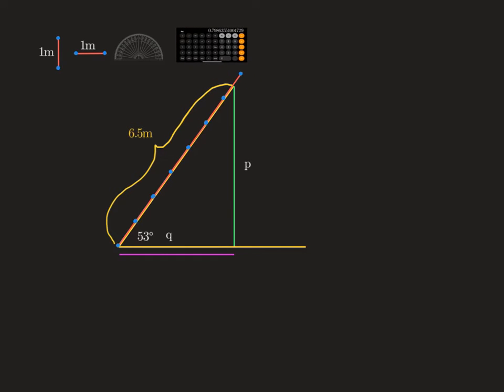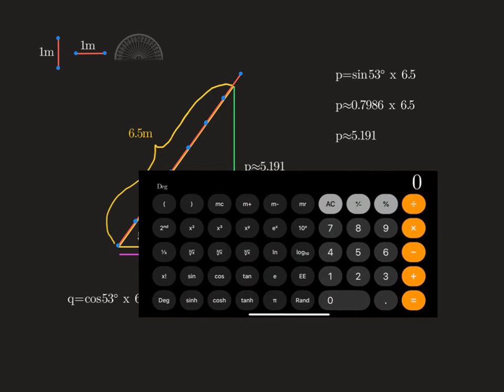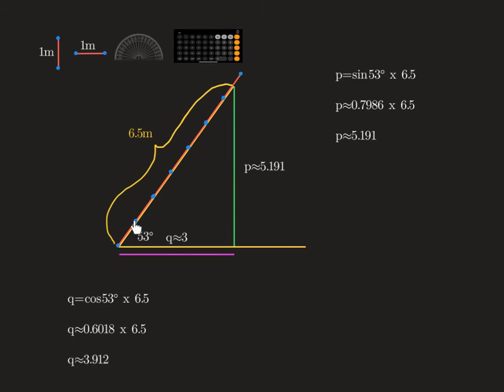or another way of saying it is 79.86%. That means that the height of the ramp is about 79.86% of the total length of the ramp from here to here. And the length on the ground from this point all the way to the right, which is directly underneath the tip of the ramp, is going to be the cosine of 53 degrees times the length of the ramp. Well, cosine of 53 degrees is about 60.18%. So it's going to be about 60.18% of the total length of that ramp.